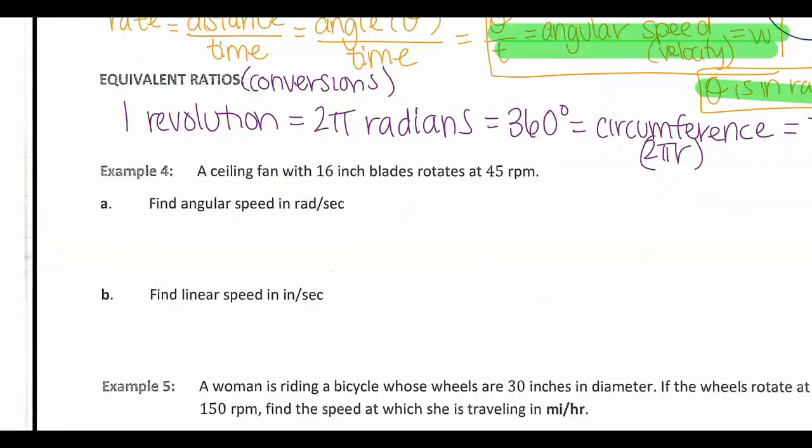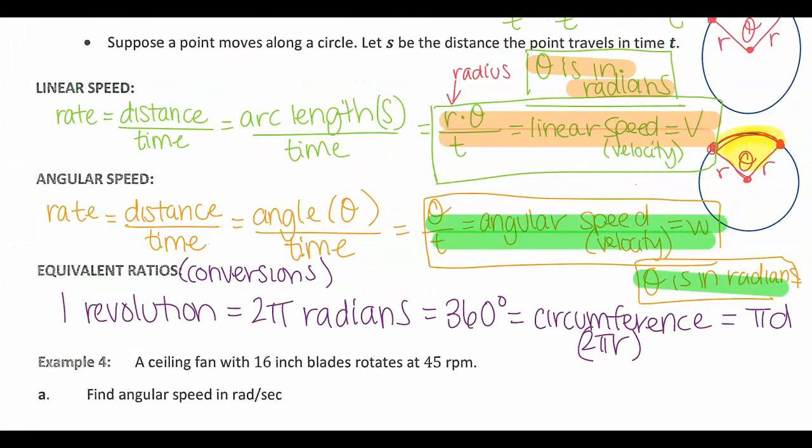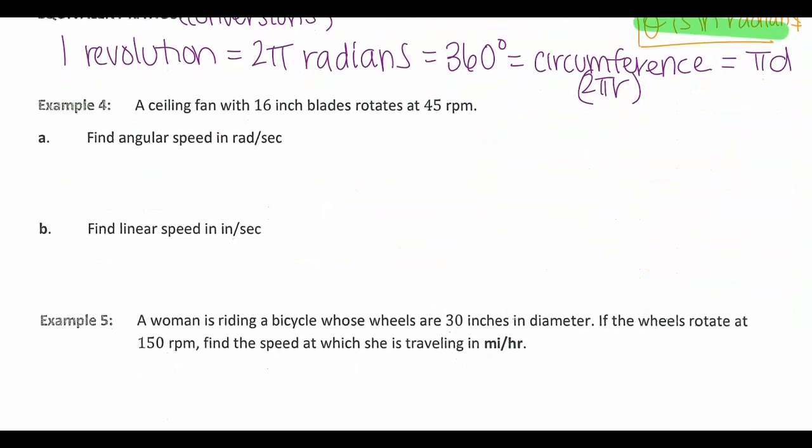Let's go ahead and use this information that we just talked about, and let's find the answer to example 4. Keep in mind, linear speed is discussing the arc length. Angular speed is discussing an angle. So it's going from one point across your circle to another point. Okay, so let's look at example 4.